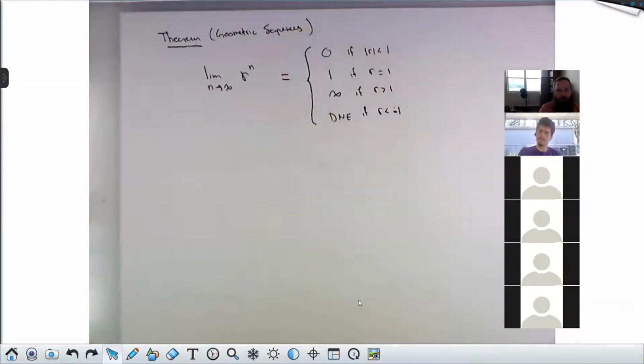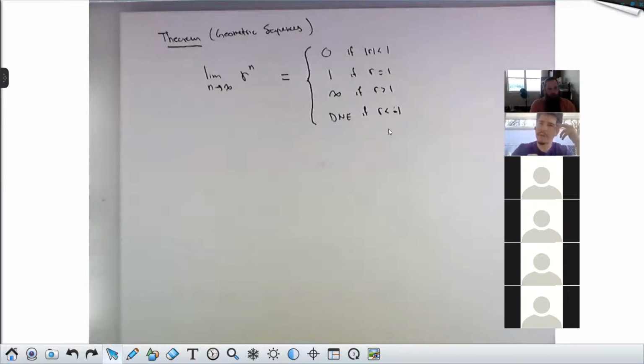So this is the full result on geometric sequences. Remember, any geometric sequence can be written as a constant times r to the n. So if you know what things like r to the n do, you know everything about geometric sequences.